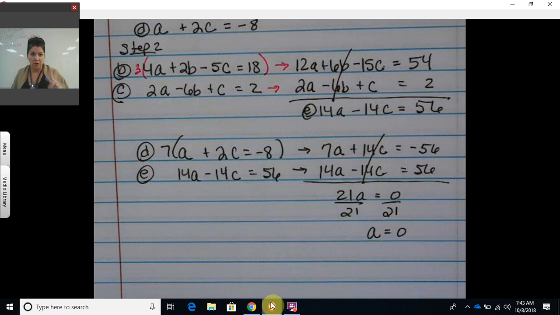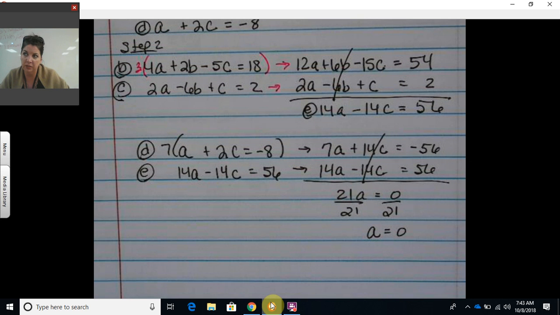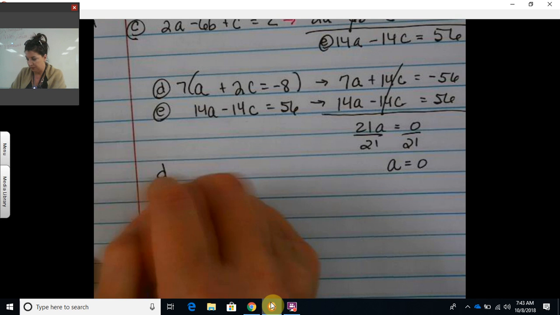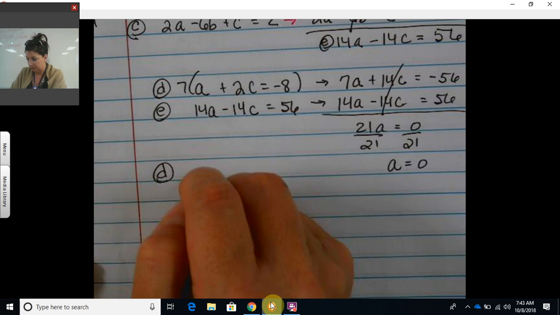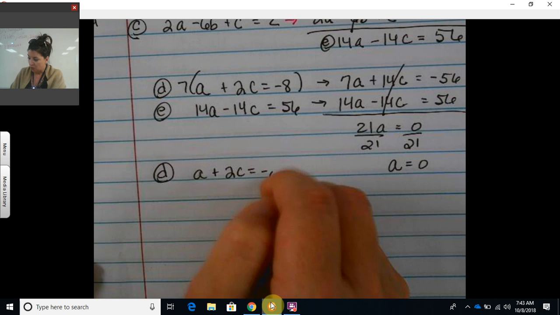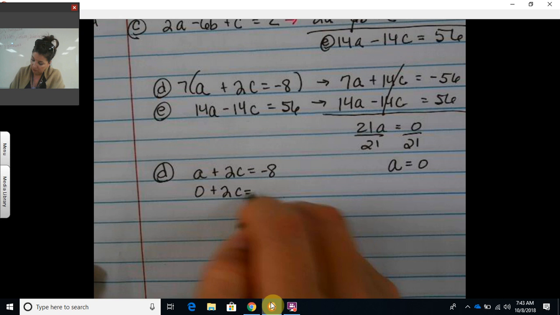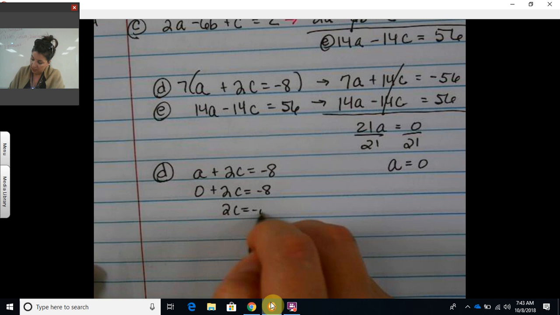Now, when I only know one variable, can I plug it back into A, B, or C? No, I can, but it's not going to do me any good because I'm still going to have two unknowns, right? So where should I substitute A equals 0 into? D or E? And I'm going to go with D just because the numbers are smaller. Wherever I see an A, I'll put in a 0. And I can solve for C.